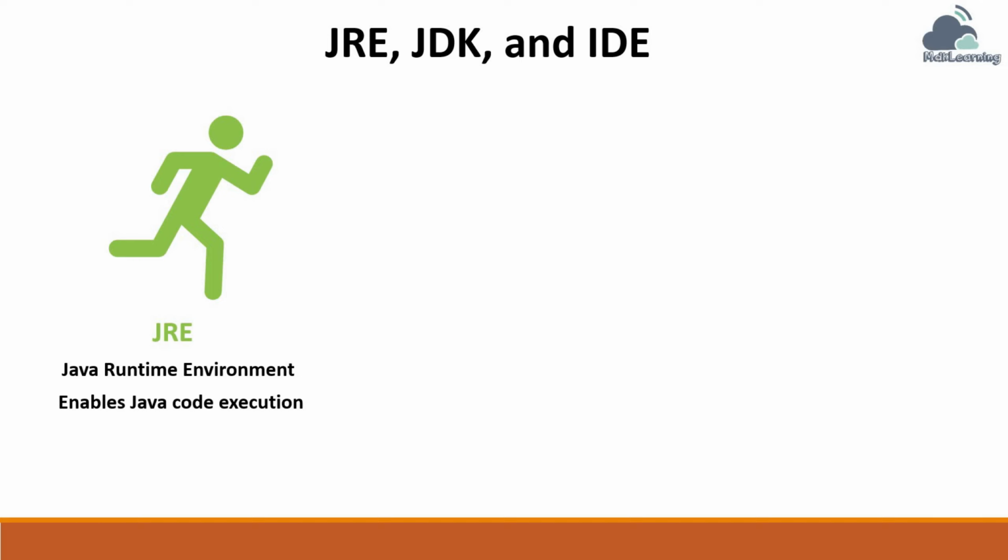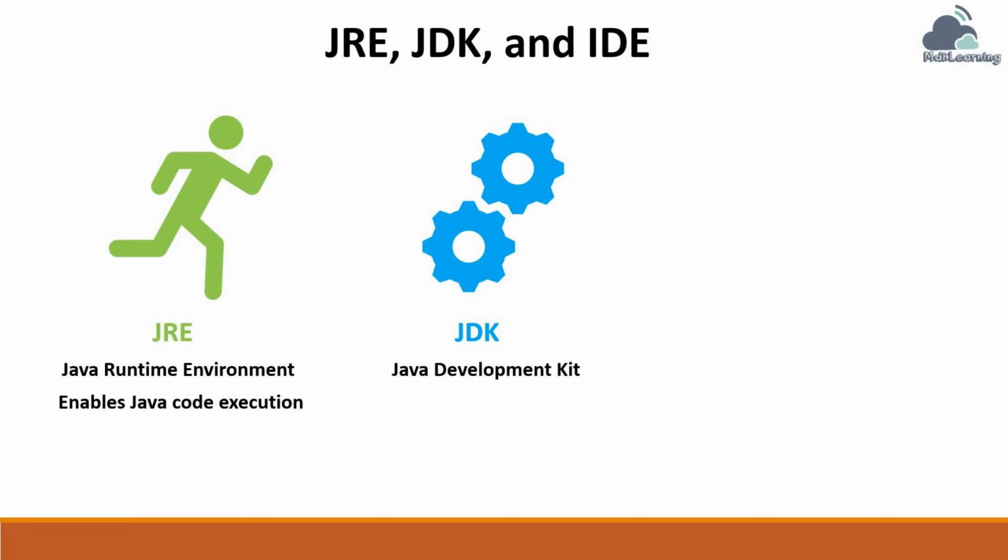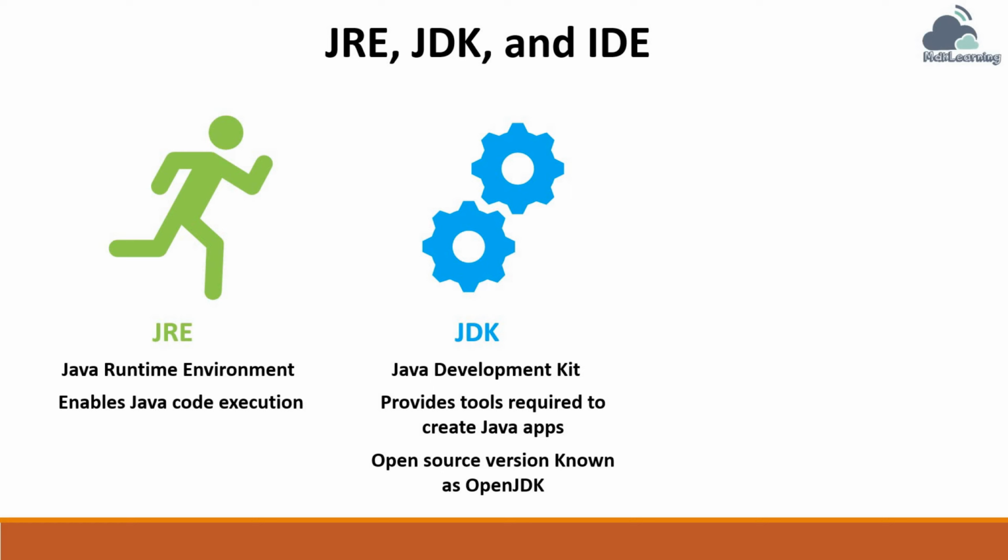Then we have the JDK. The JDK is the Java Development Kit. It's the Java Development Kit that provides the tools that are required to create our Java applications. Now, strictly speaking, the JDK is something that's provided by Oracle Corporation. But there's also an open source version known as the OpenJDK. Fundamentally, they behave very similarly. The key difference is the licensing. The JDK provided by Oracle is licensed under Oracle, where the OpenJDK is an open source license.